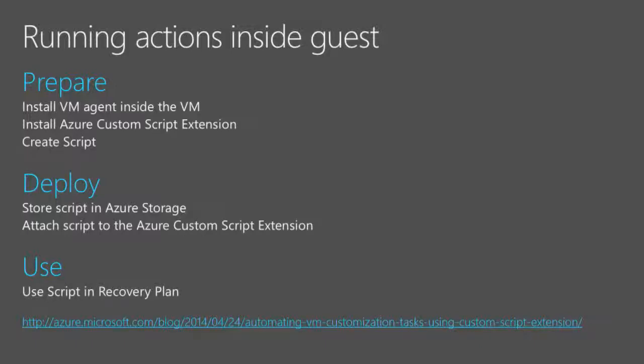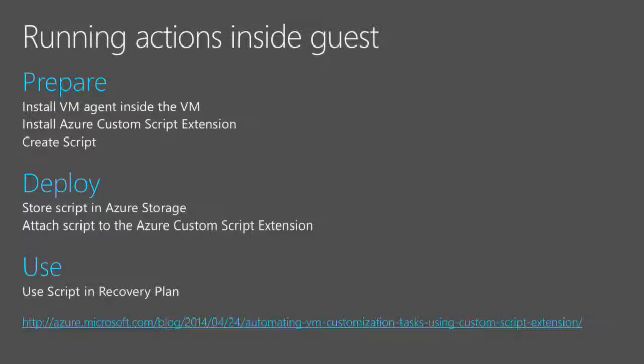The first thing you do is prepare the virtual machine. You can do that on-premise for a virtual machine that's protected. You don't have to wait for it to fail over. The way you do it is you install what is called the Azure virtual machine agent inside the VM, and then you install the Azure custom script extension inside the virtual machine. Post that, of course, you write the script which you're going to use. Then you deploy the script.